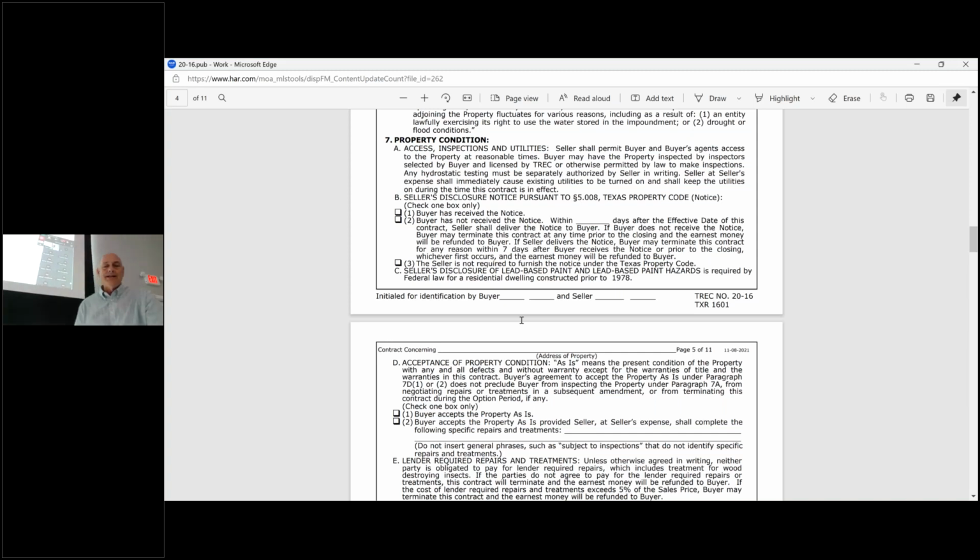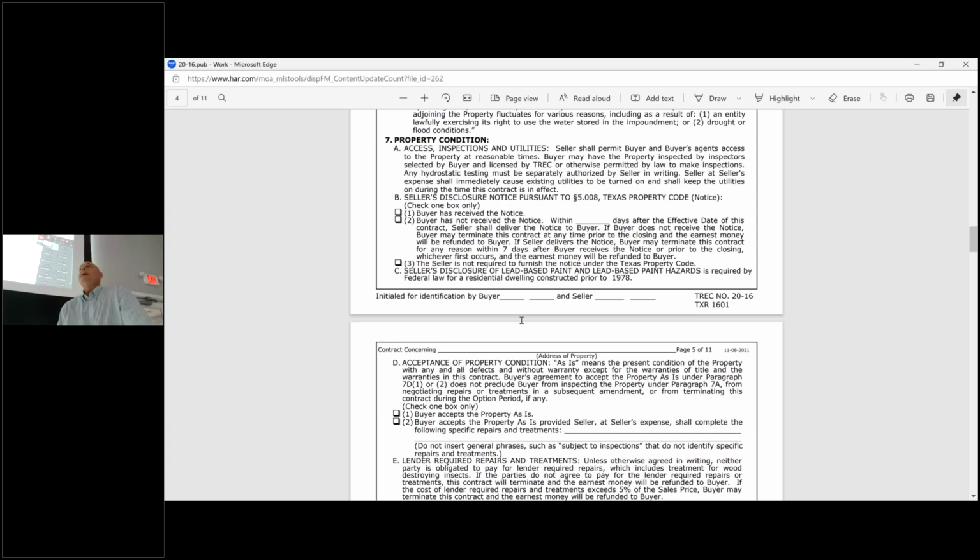Any hydrostatic testing must be separately authorized by seller in writing. Seller at seller's expense shall immediately cause existing, oh, this is a separate sentence. Very important. Seller at seller's expense shall immediately cause existing utilities to be turned on and shall keep utilities on during the time the contract is in effect. Wow. A lot of people don't know that's in the contract, do they?